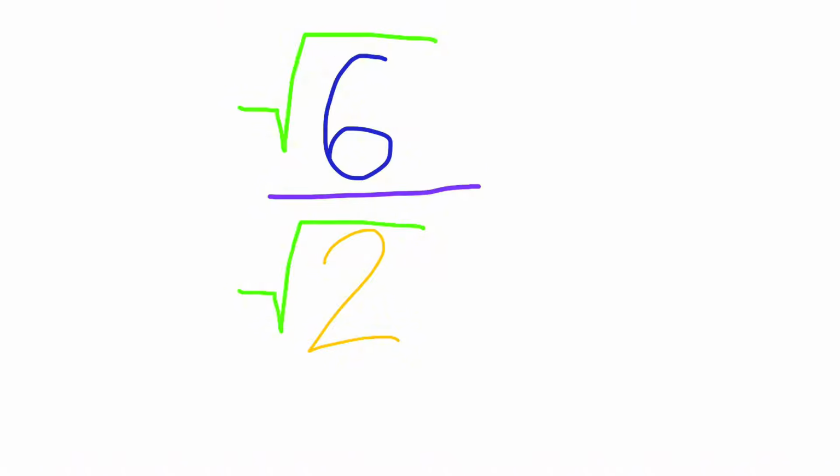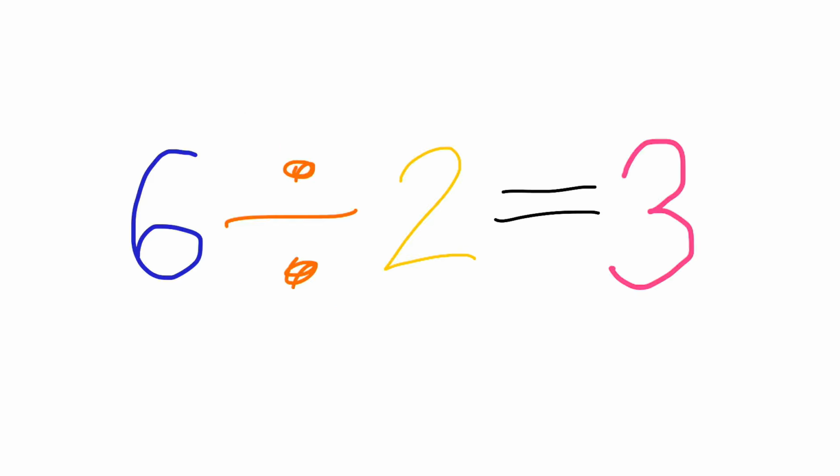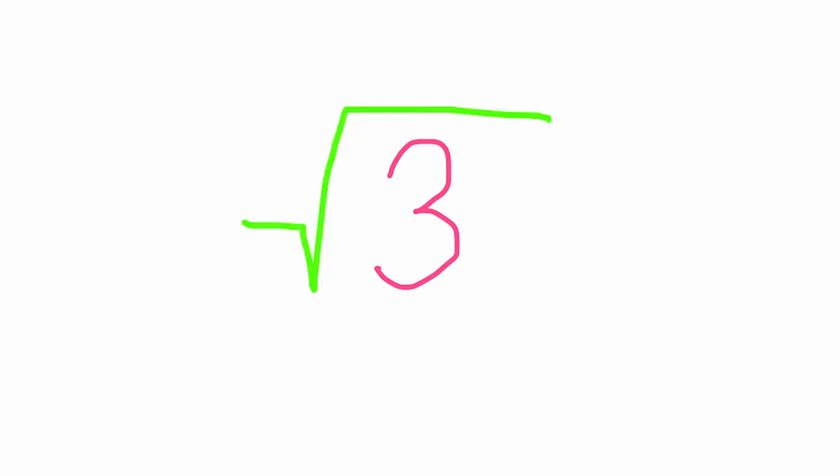It's the same thing when dividing a whole number fraction. 6 divided by 2 equals 3. But remember to add the radical, so it's square root of 3, which is your answer.